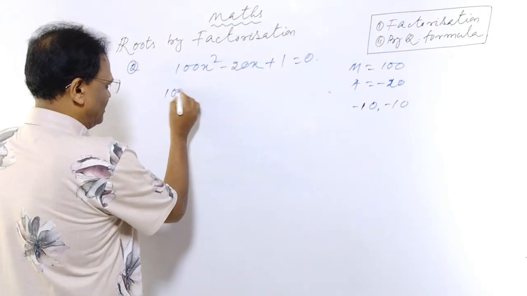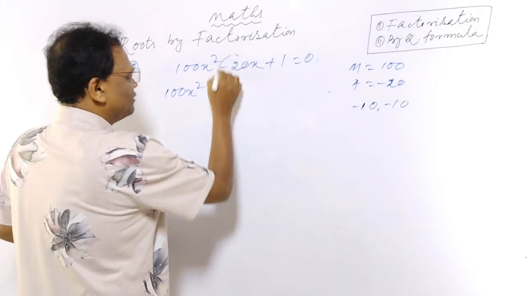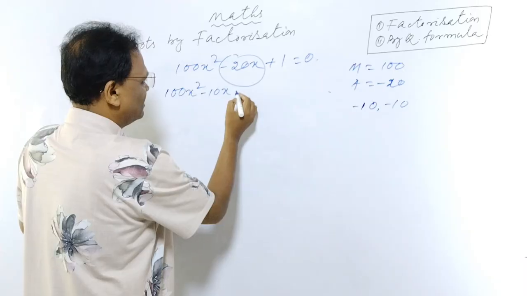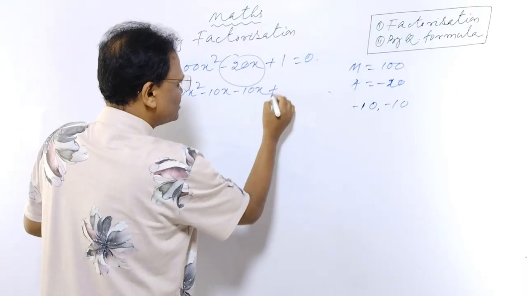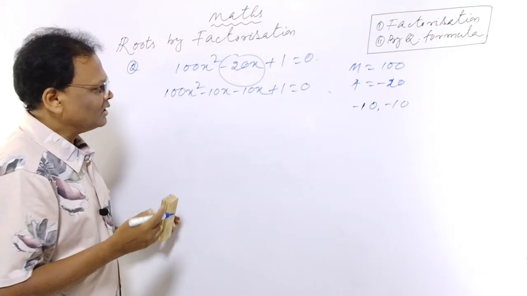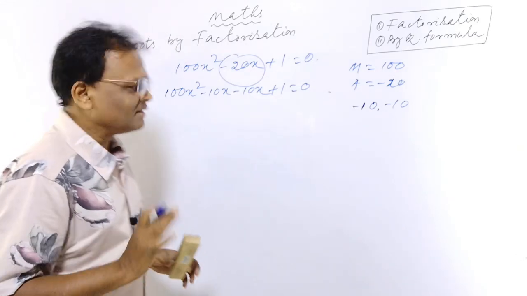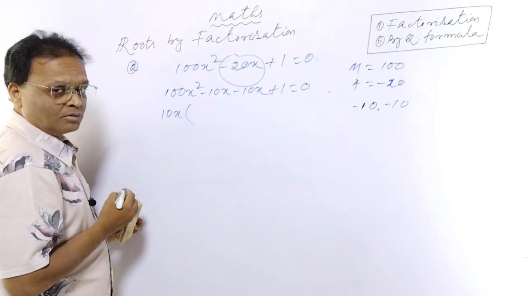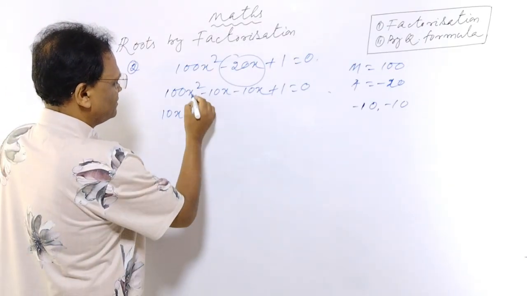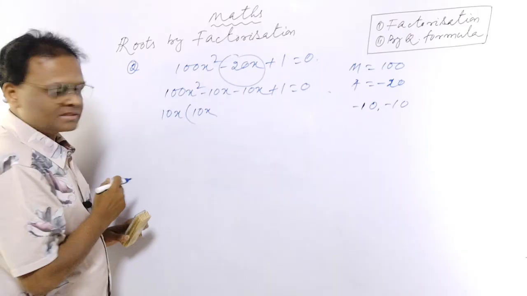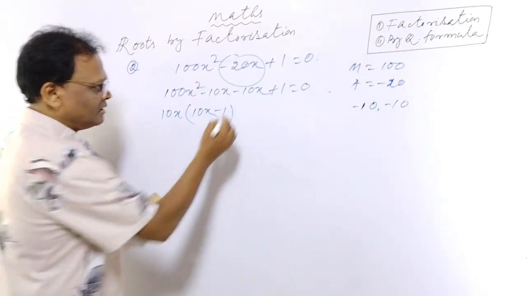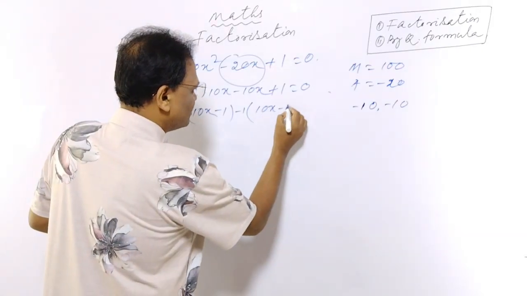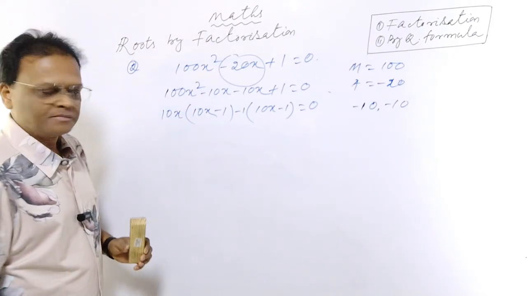Again the same thing, 100x square. Instead of this middle term, let me write these two: minus 10x, again minus 10x plus 1 equals 0. Am I doing the same method? Exactly the same steps. Take out the common. 10x if I take out, that becomes 10x, 100x square minus 1. Similarly, if I take out the common minus 1, again 10x minus 1 equals 0.